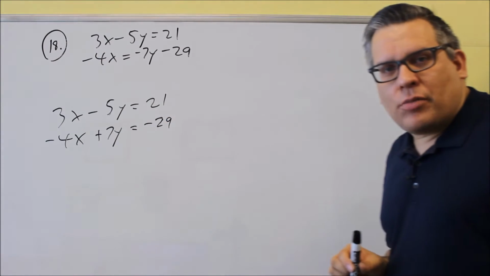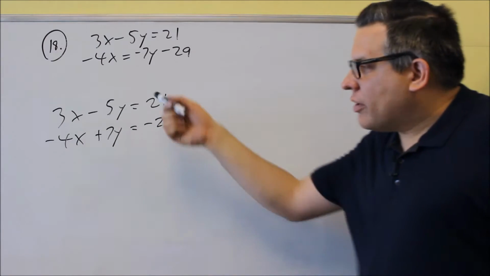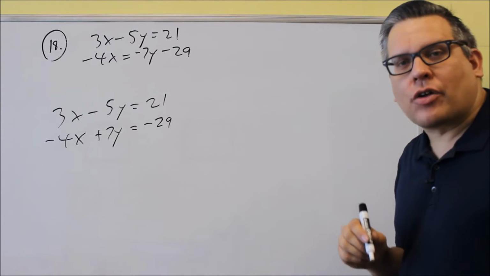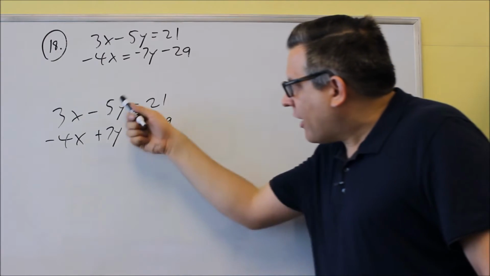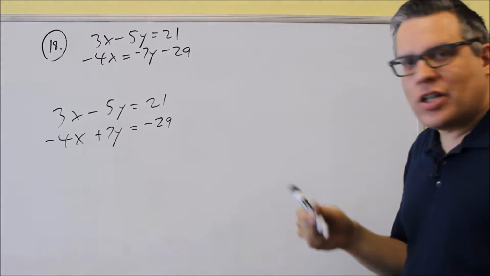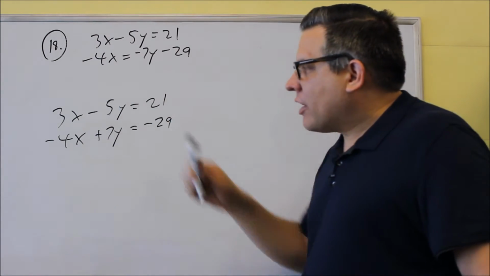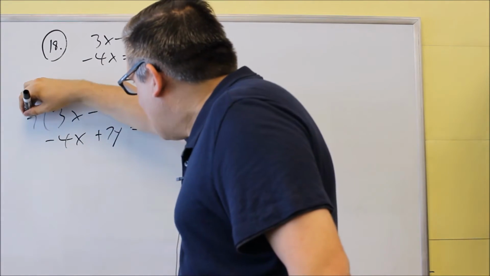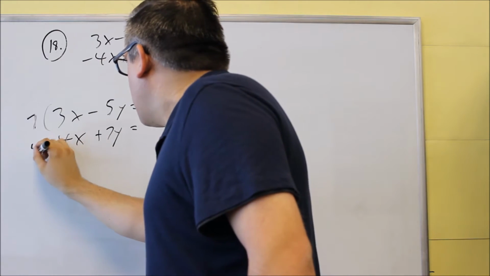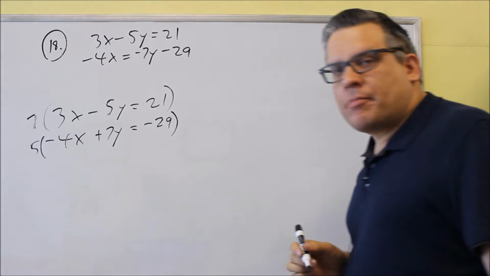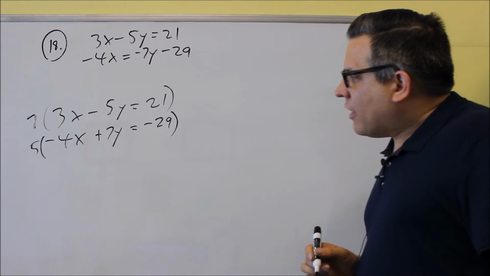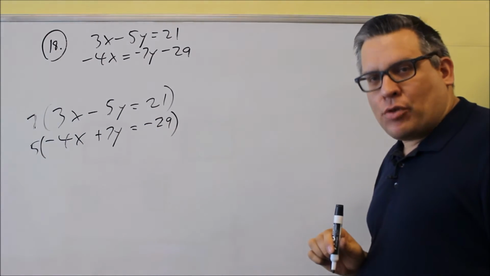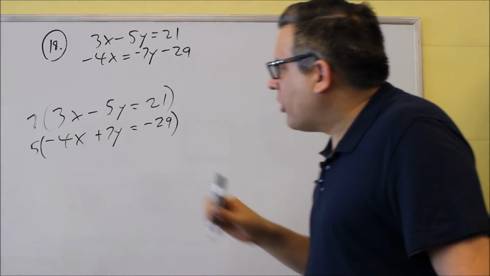That number is going to end up being 35. I want one of these to be positive 35 and one of them negative 35, so when I add them together, the y terms cancel out. I already have a plus-minus sign difference there, so that's taken care of for us. I'm going to multiply the first equation by 7 and the second equation by 5. The reason I'm doing that is because then I'm going to get negative 35y here, positive 35y down below, and then I'll be able to cancel those out.